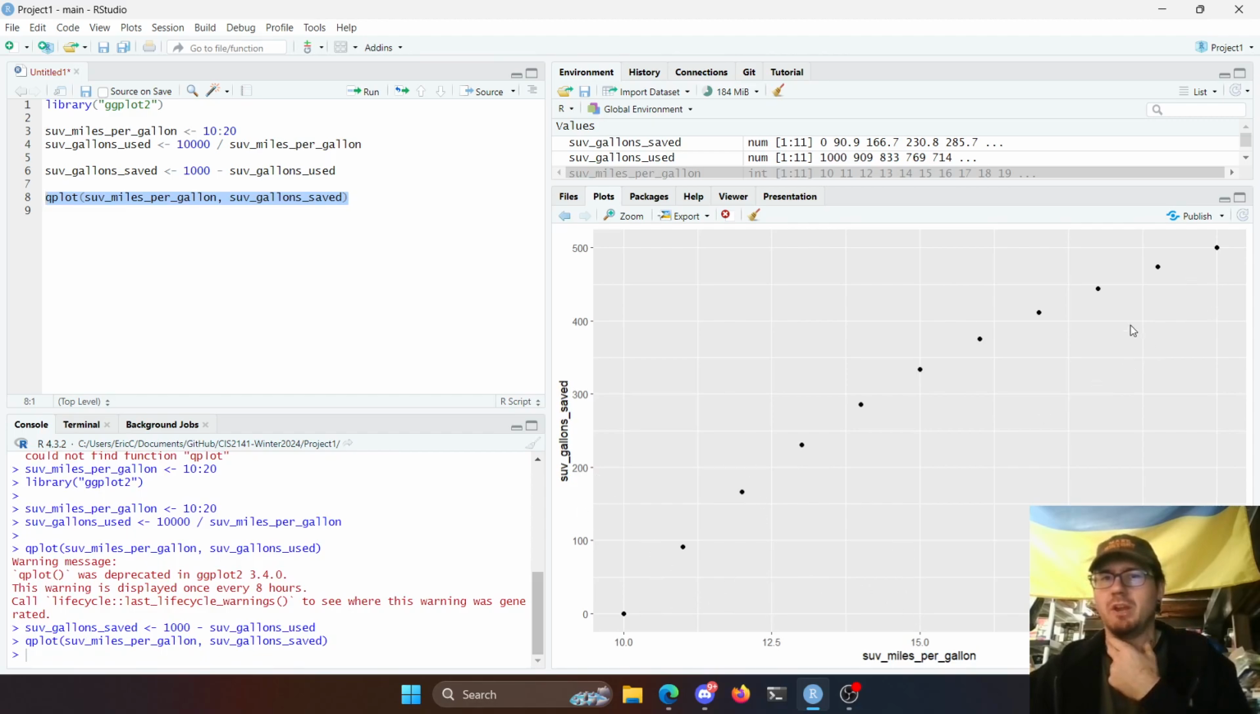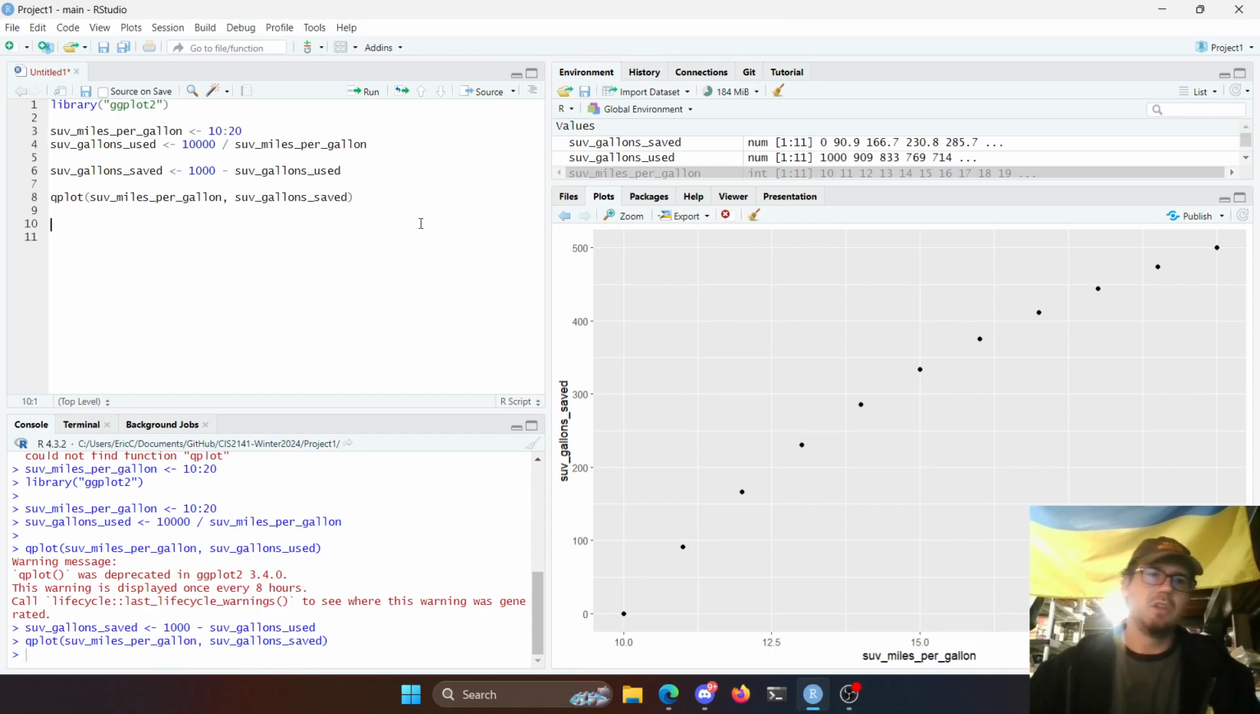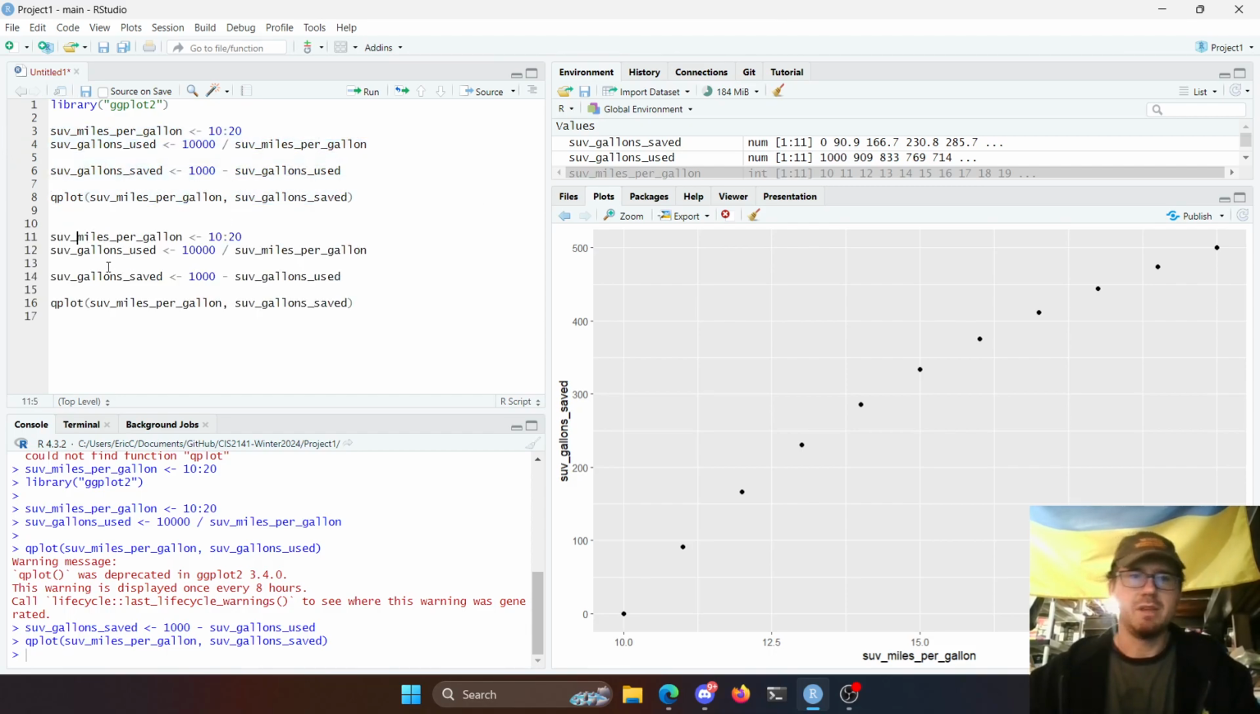So we can see how many gallons we save then as we increase our miles per gallon. So we'll save up to 500 miles per gallon. Either way that you want to plot, that's fine here. That should work out fine. So now we did the first one, and the second one is sedans, basically the exact same thing here, but now we have sedans.